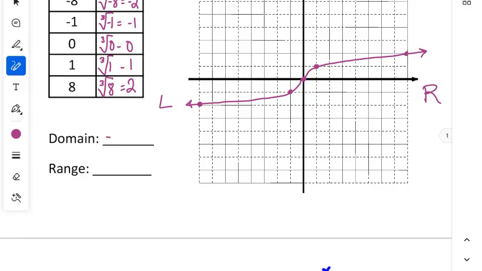All right, so domain left and right. All real numbers. Working around -infinity, positive infinity. All real numbers. And then range bottom to top. That arrow is going to keep on going down. And the arrow on the other side is going to keep on going up. -infinity, positive infinity, which is all real numbers.